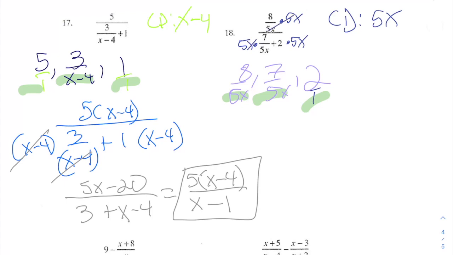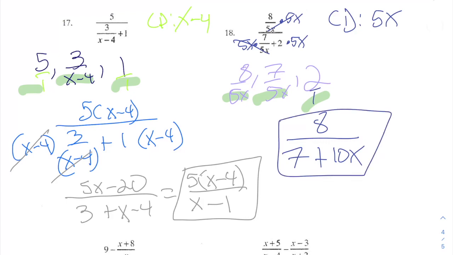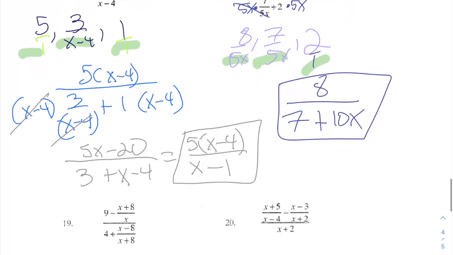So 8 over 5x times 5x, that's just 8. 7 over 5x times 5x, that's just 7. And 2 times 5x is 10x. And there is nothing else to do there.